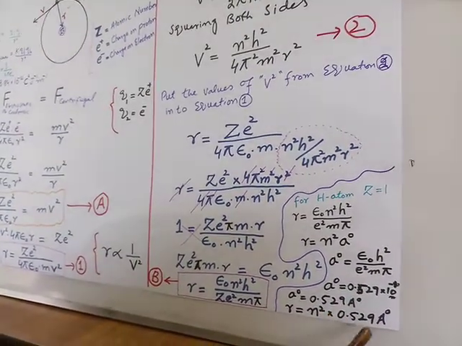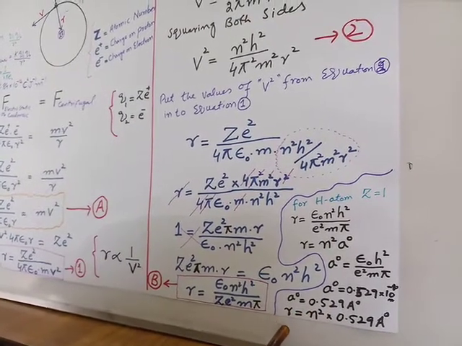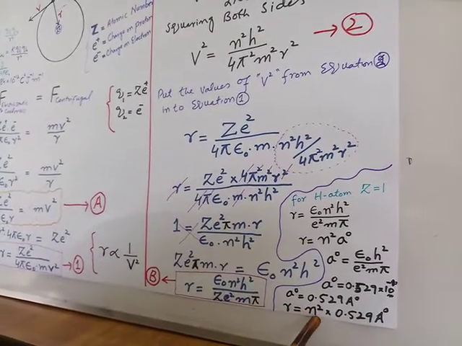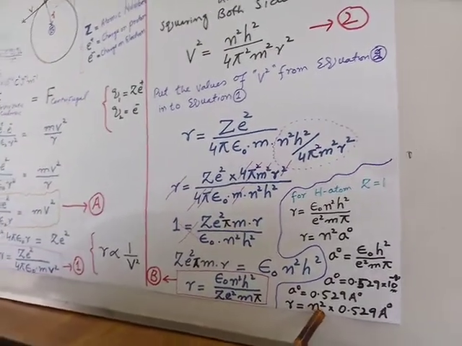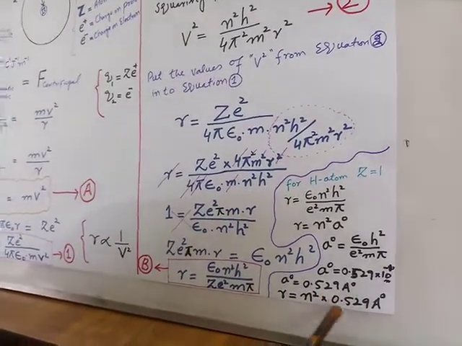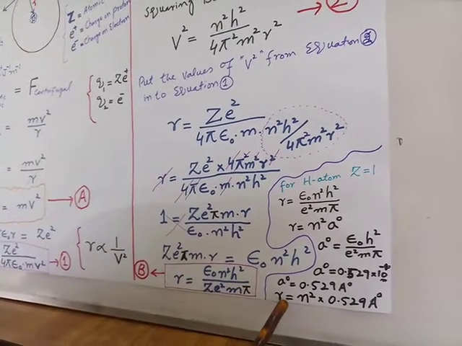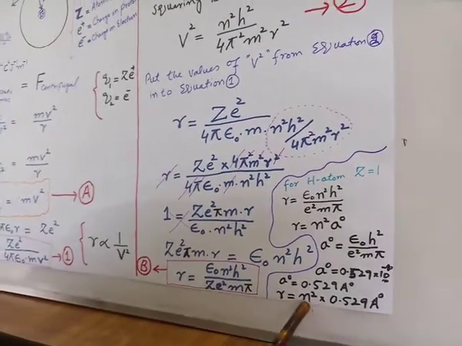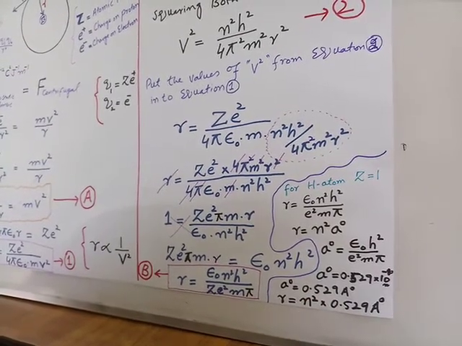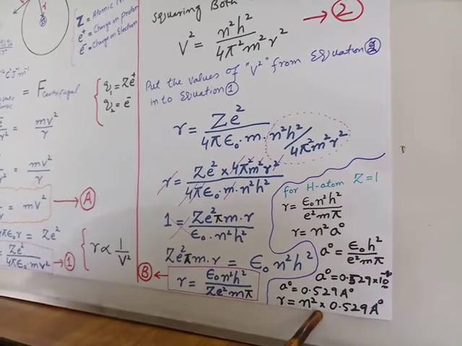If you go to your book, you will see that if we want to determine the radius of the first orbit, you have to write R1 and put n is equal to 1. So you will get 0.529 angstrom for the first orbit of the hydrogen atom. Similarly, for the second orbit put n is equal to 2, and for the third orbit of the hydrogen atom, put n is equal to 3, and so on.